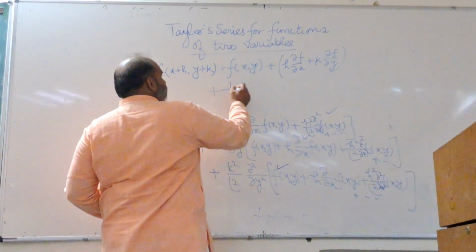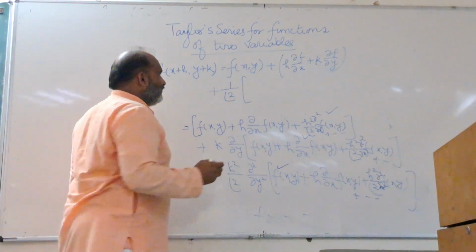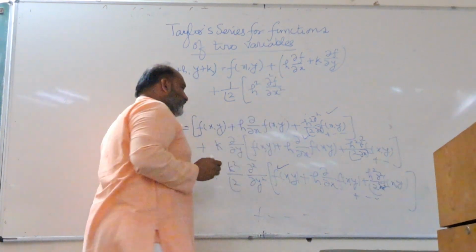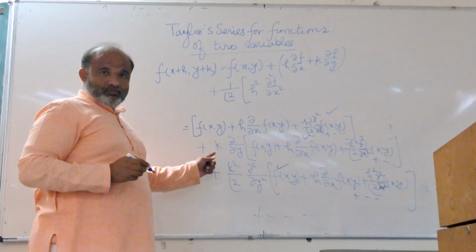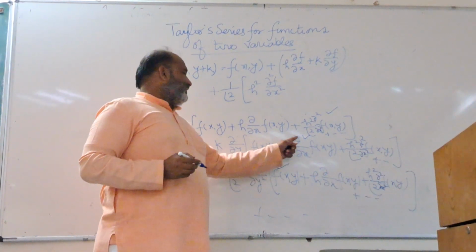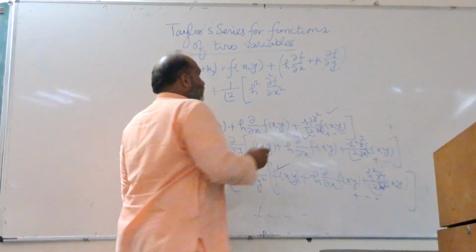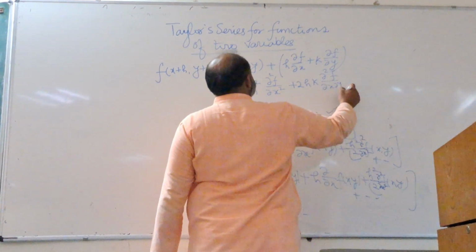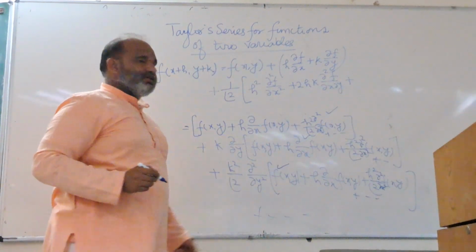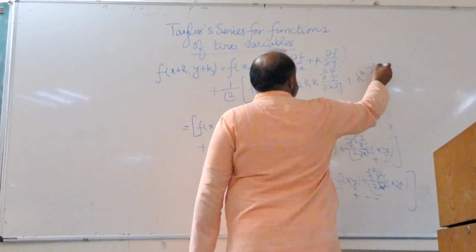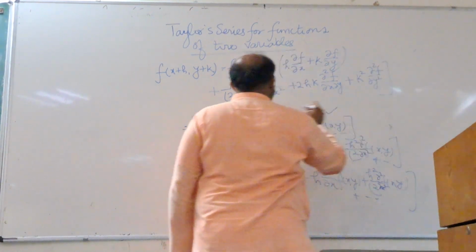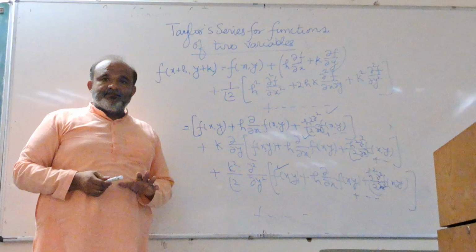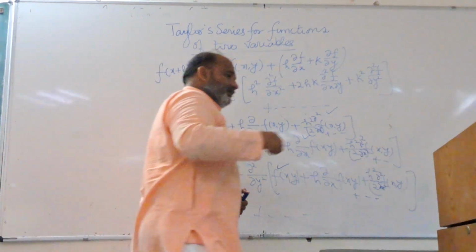So taking common 1 upon factorial 2, you will have inside h² ∂²f/∂x² plus twice hk ∂²f/∂x∂y plus k² ∂²f/∂y², and further there will be the terms of third order derivatives, fourth order derivatives and so on. Is it okay? Clear to all of you?